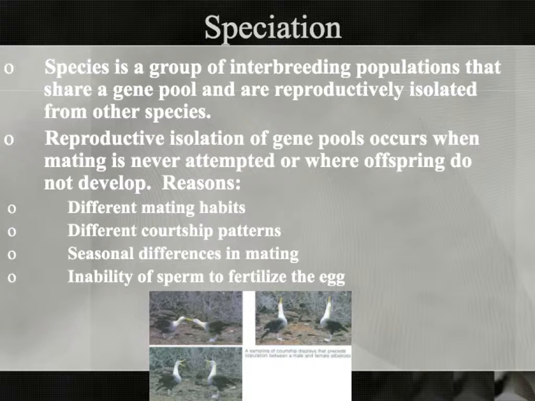Now, reproductive isolation of gene pools occurs when mating is never attempted or offspring do not develop. And the reason for this is that there may be different mating habits. So right here you have different courtship patterns, you have seasonal differences in mating, and the inability of sperm to fertilize an egg. You might have certain types of dogs mate together, but you're not going to have a dog with a cat or anything like that, because again, they're going to have different mating habits, different courtship patterns, seasonal differences, and a big one here, the inability of the sperm to fertilize the egg.